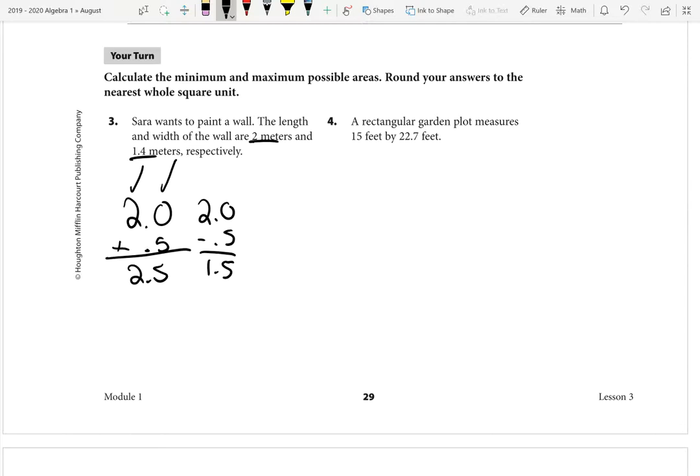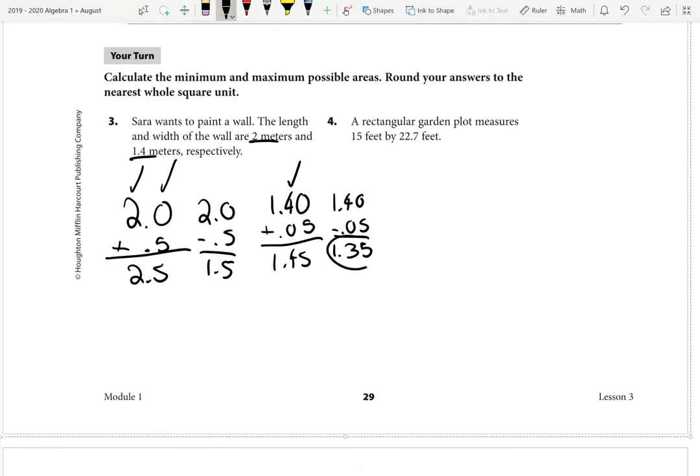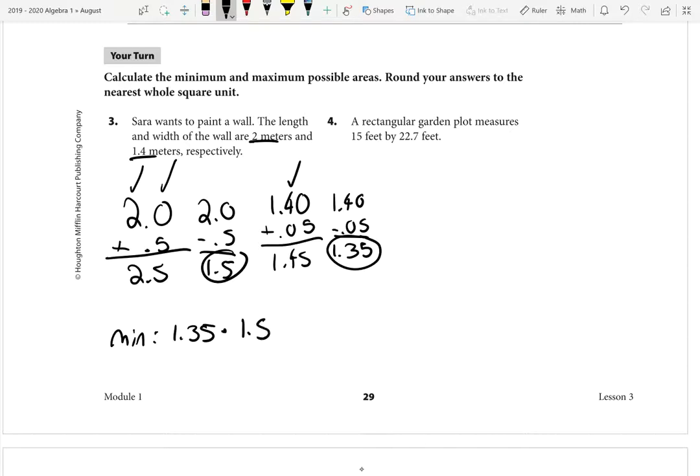Now, same thing for the 1.4. Its digit ends at the tenths place, so we have to go one digit further to the right, and that is where we'll add and subtract that 5, in the hundredths place. So adding it, we'll have 1.45, and subtracting it, we'd have 1.35. So our minimum lengths are the 1.35 and the 1.5. We'd multiply those together to find our minimum area.